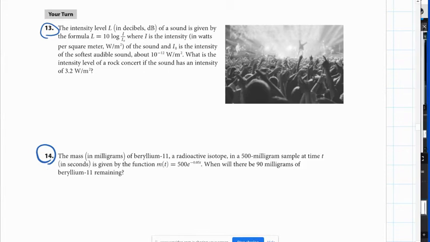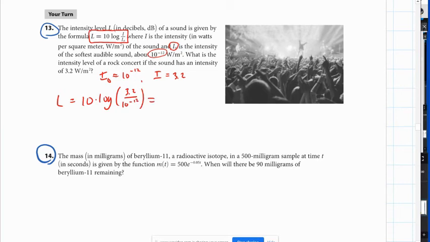Okay, so they actually give us the equation here, and all we have to do is fill in the pieces that we know. I is the intensity of the sound, and I naught is the intensity of the softest audible sound, which they said is about 10 to the negative 12th. So we know that I naught is approximately 10 to the negative 12th power. What is the intensity level of a rock concert if the sound has an intensity of 3.2? So we're saying I equals 3.2, and so the intensity level is 10 times the log of I over I naught. And so we just plug that into our calculator.